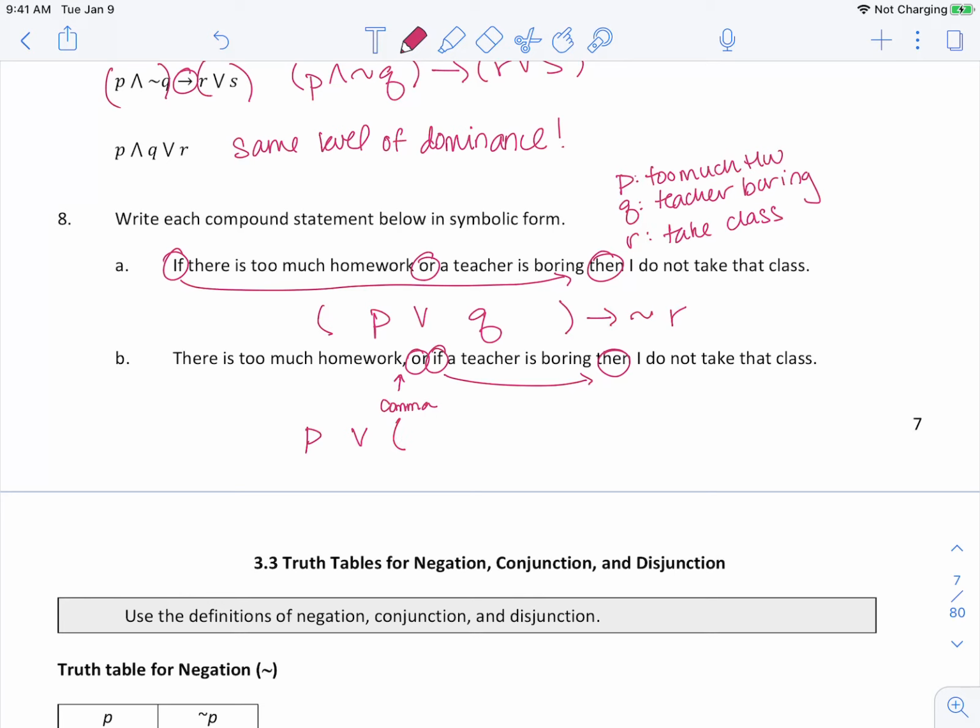So this is going to go in parentheses: Q, arrow, not R. Again, the comma is very important because the comma tells us that that's where you're splitting your sentence. And if you notice, there's no comma with the if then, so that's going to be grouped together. So this one will be written as P or, and then parentheses, if Q, then not R. And that's the end for today.